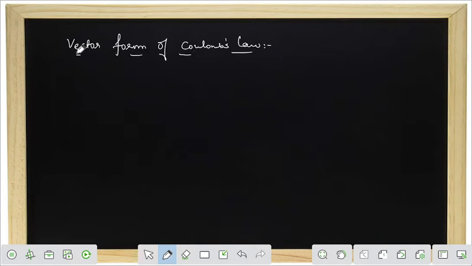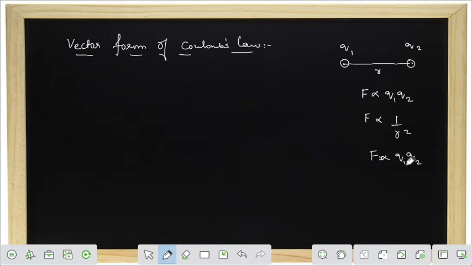Basically, we have learned that Coulomb's law of electrostatics states that if there are two charges Q1 and Q2 separated by a distance r, these two charges will experience some electrostatic force, and that electrostatic force is directly proportional to the product of the charges and inversely proportional to the square of the distance between them. Combining these two, we get the proportionality as q1 q2 divided by r square.